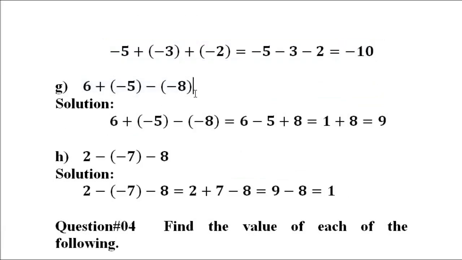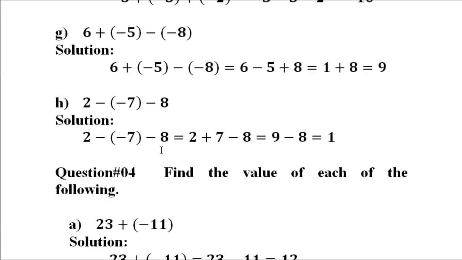If we multiply the positive sign by -5, we get -5. Next, the negative of a negative is positive. The expression simplifies to +6, -5, +8. 6 minus 5 results in 1. Finally, 1 plus 8 is equal to 9.